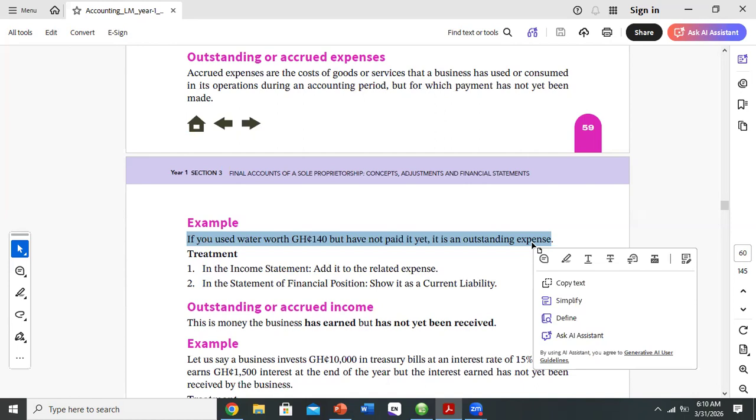So if you have used water and you have not paid for it, then that quantum can be termed as an expense outstanding, or water bill outstanding, or water bill accrued. If you were to prepare your profit or loss account, you would add this amount to your expenses. And of course, you also acknowledge that it is a liability, a debt, a current one, which you have to settle within the shortest possible time.